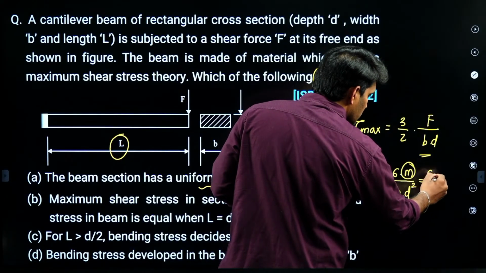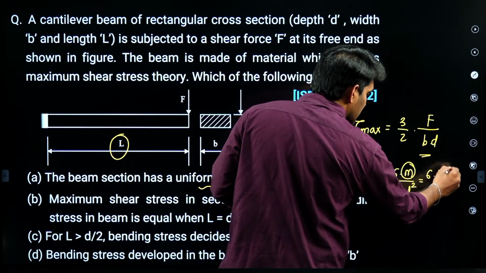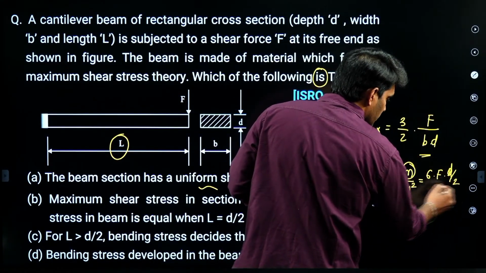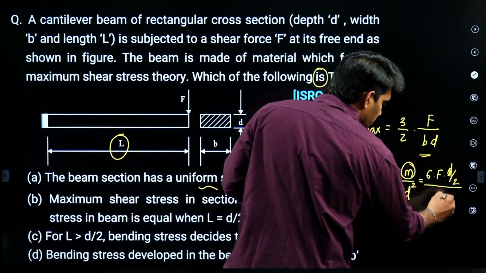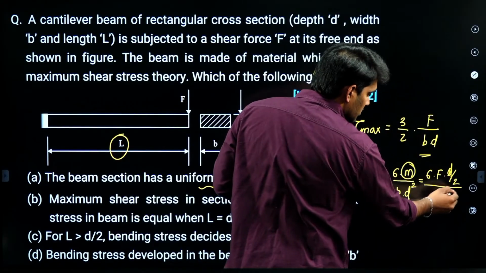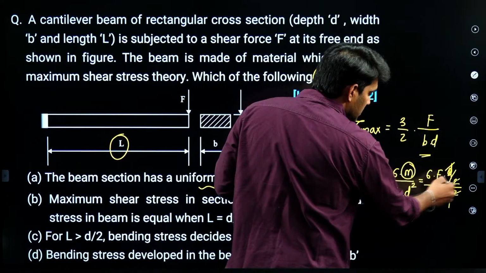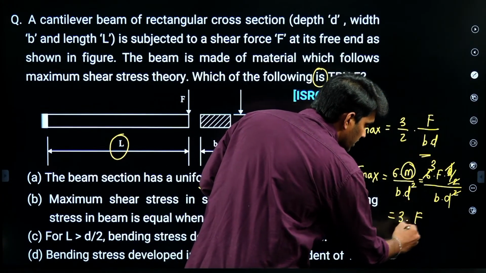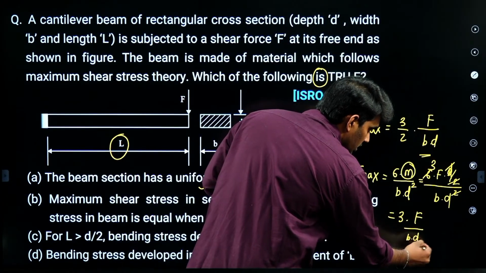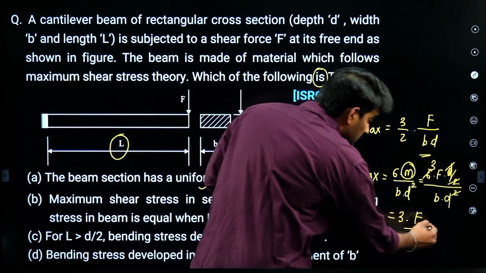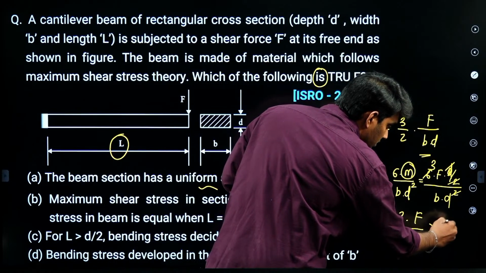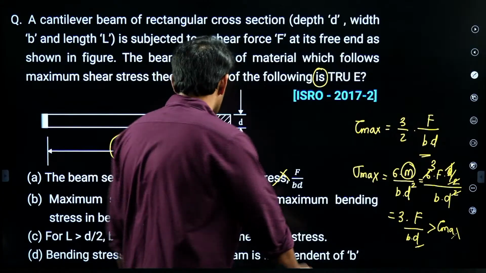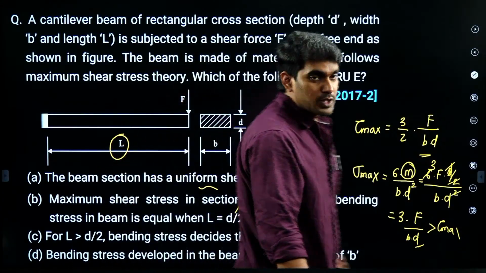So 6 into F, with L considered as D by 2, divided by B into D. Now if you notice, in B D square, the D's cancel out. So this comes out as 3 times F divided by B into D. You can notice that this is greater than tau max. It is not equal to, it is greater than tau max, which means this is also wrong. Option B is also wrong.